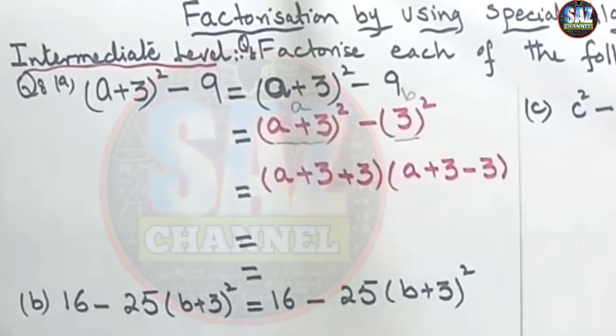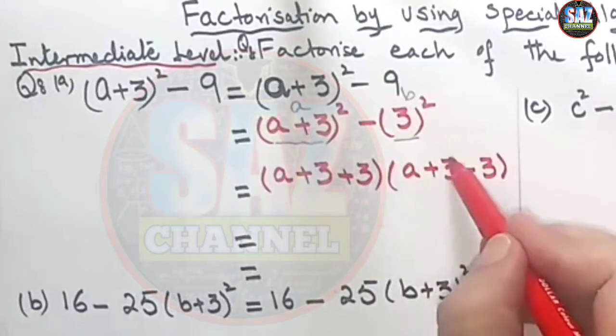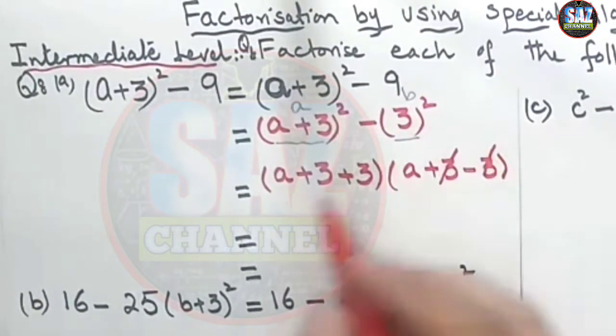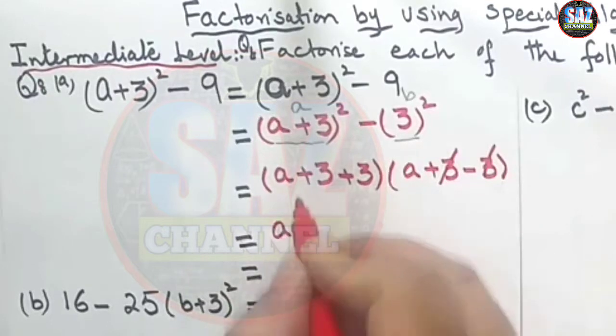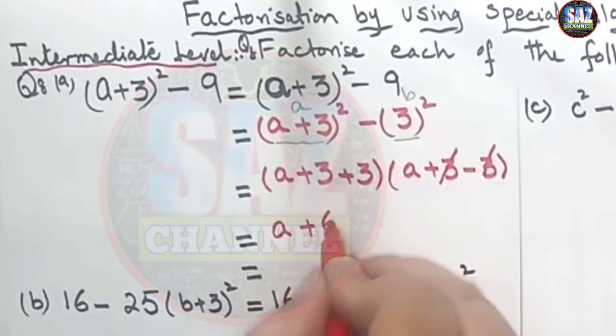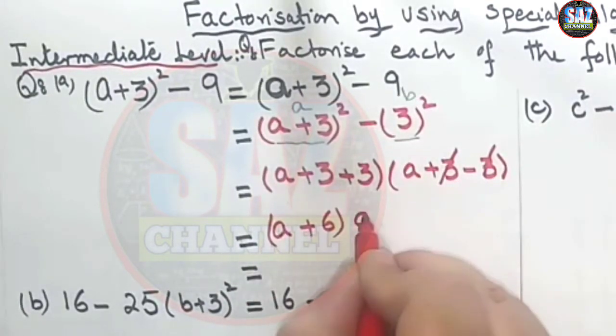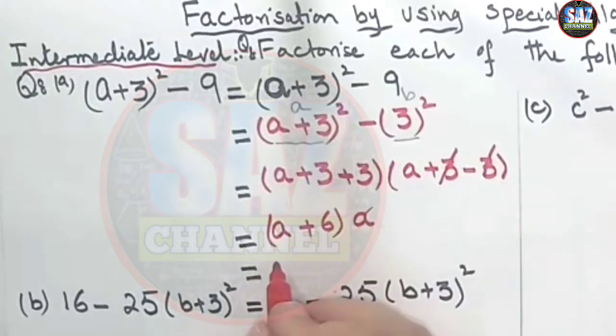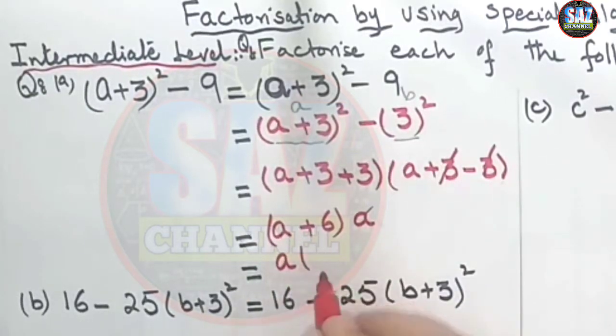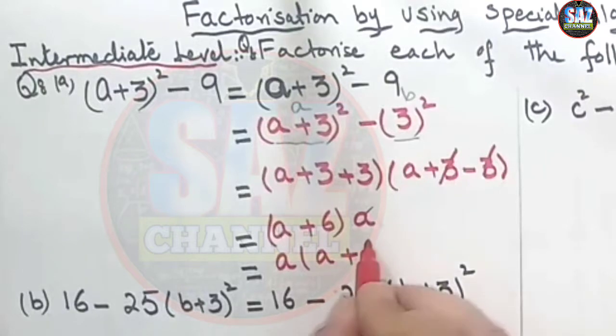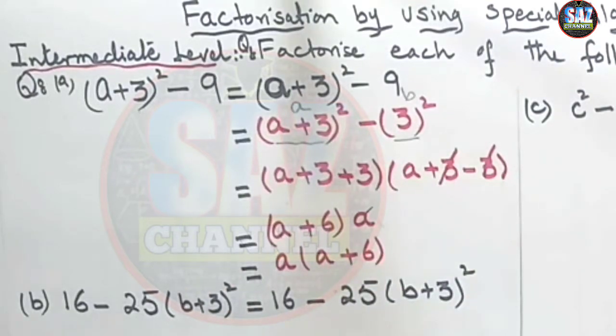You should have good command on integers as well. Positive 3 will go with the negative 3 and I will be left with a. 3 plus 3 is 6, into a. This is a single term, so I have to write it in the beginning. It will become a into a plus 6. I hope the question is clear to you. Let's move to the next question.